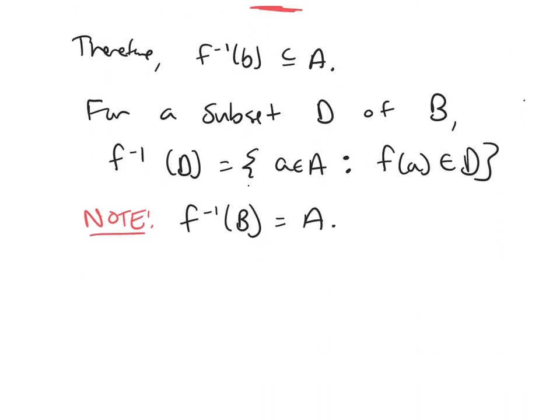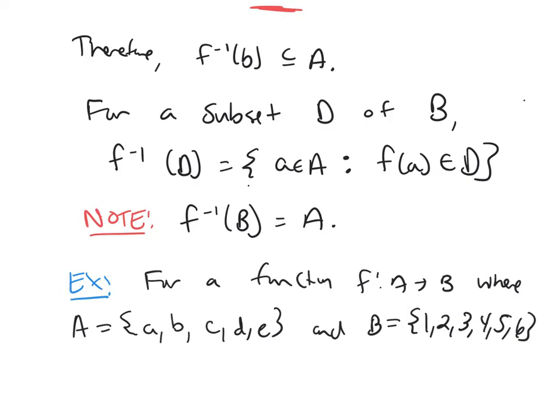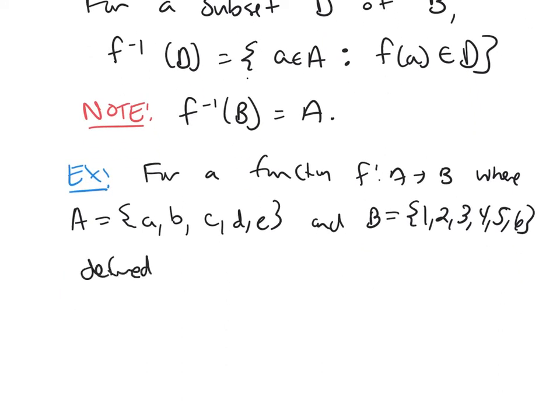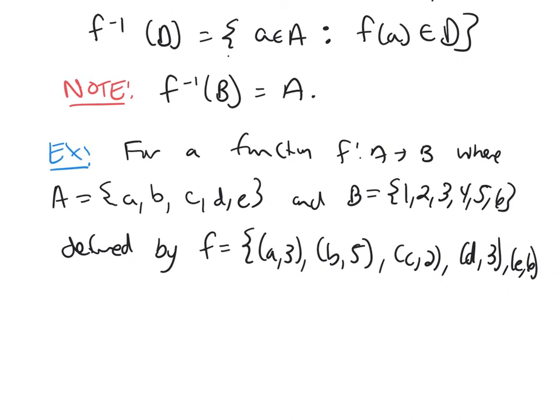So let's look at an example. For a function f from A to B, where A is going to be the set a, b, c, d, e, we're going to use our same example from last time, and B is 1, 2, 3, 4, 5, 6, defined by f is a relates to 3, b to 5, c relates to 2, d relates to 3, and e relates to 6. I want you to find the following.